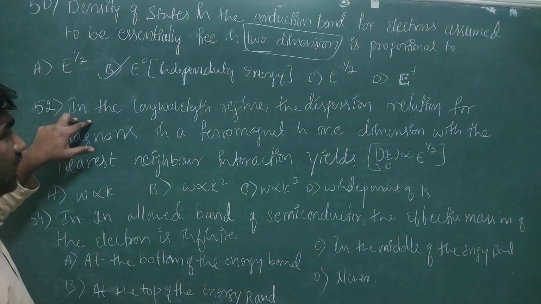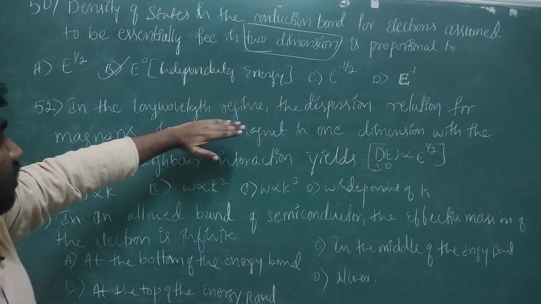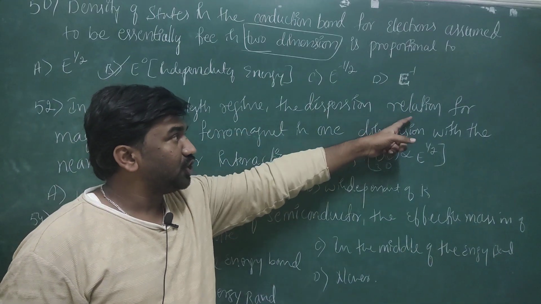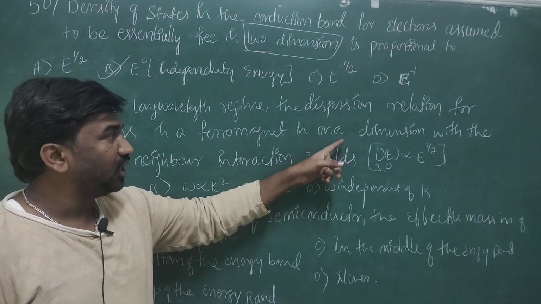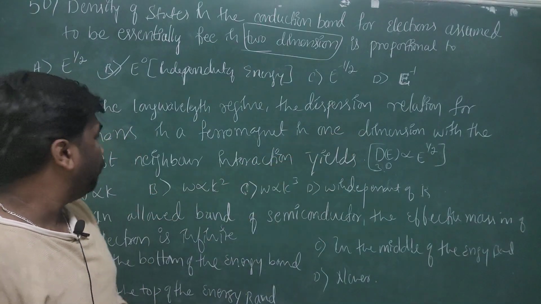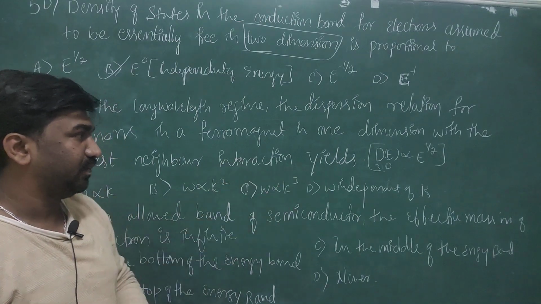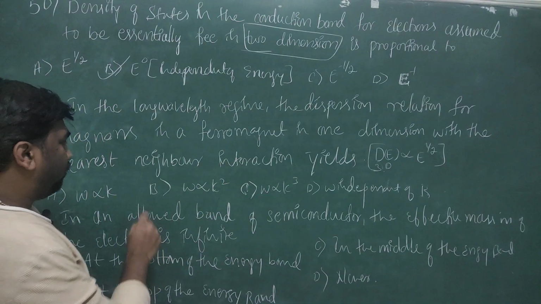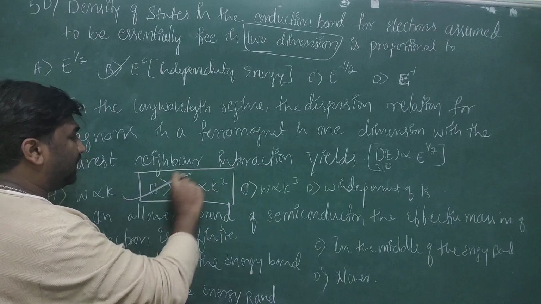And in the second question, in the long wavelength region, the dispersion relation for magnons in a ferromagnet in one dimension with the nearest neighbor interaction yields omega is equal to k square. This is the correct option.